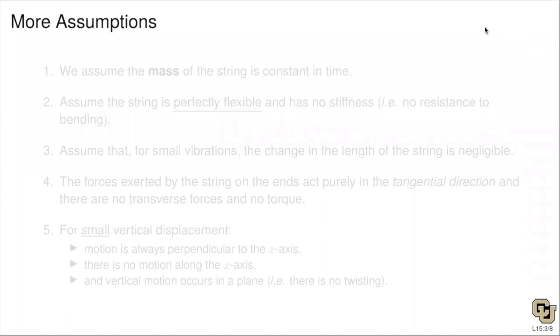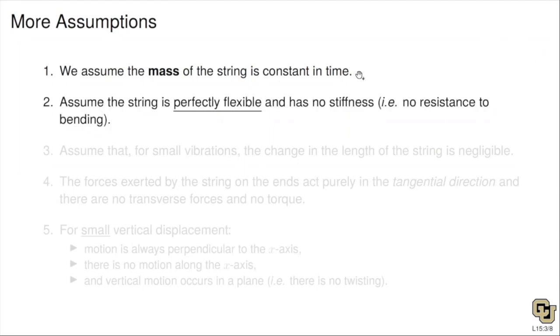Some more assumptions on the physical aspect of the string: we assume the mass of the string is constant in time. It's not pulsating like a neuron or a nerve or tendril. We assume it's perfectly flexible, has no stiffness, no resistance to bending. So that's interesting. Think of a very thin, fine human hair.